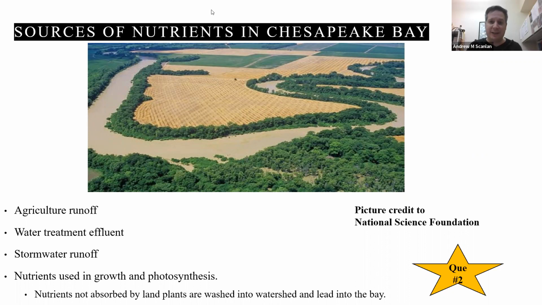Typically, it's dumped into a stream or a river. Stormwater runoff: anytime there's major storm events, water is going to go off the streets. If it doesn't go through a stormwater system, it could just directly go into the creek. And typically, these nutrients are going to be used in growth and photosynthesis. So these plants rely on these nutrients to grow and perform photosynthesis. So the nutrients that don't get absorbed by these plants are washed into the watershed and will lead directly into the bay.